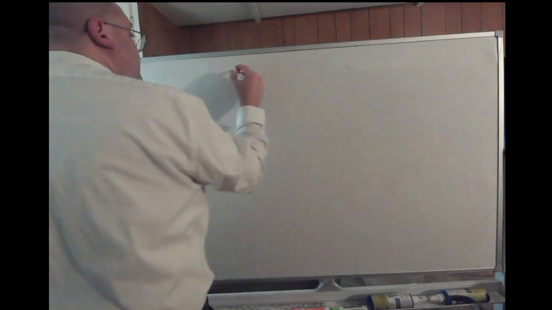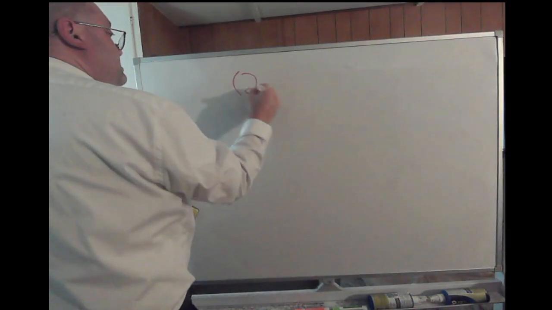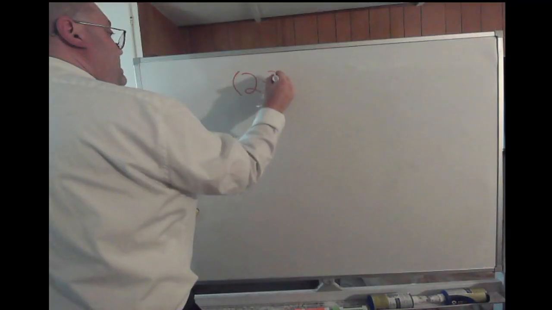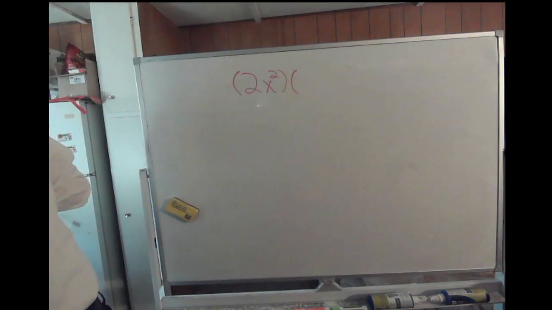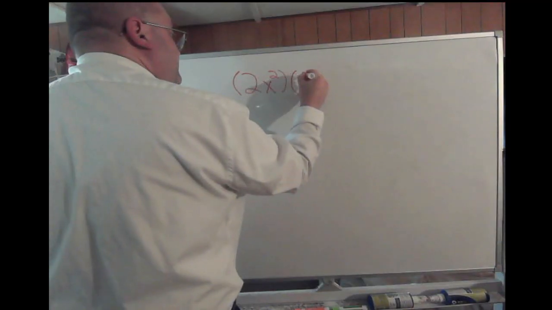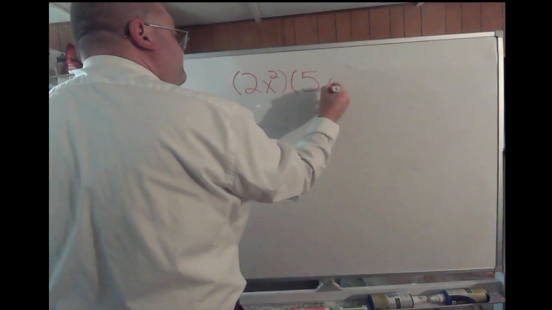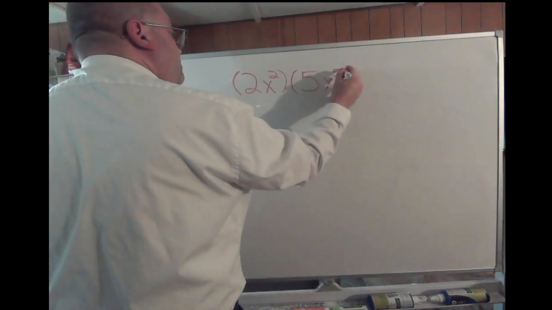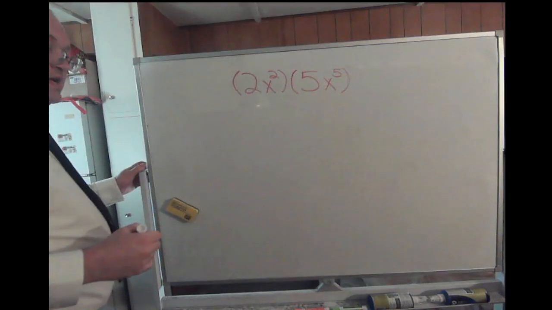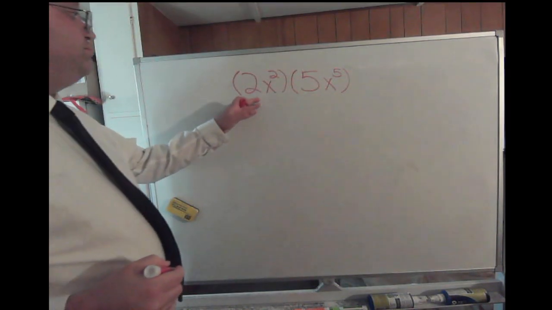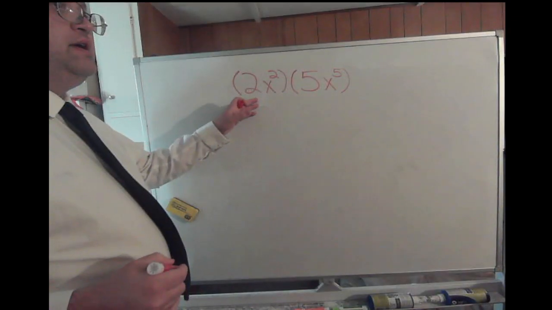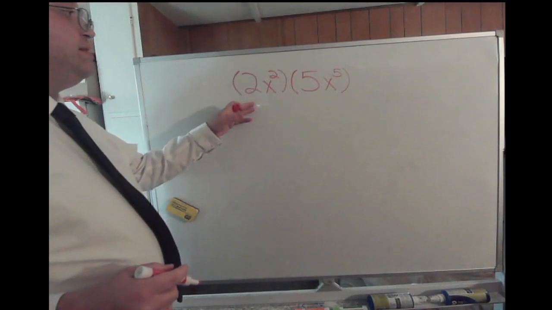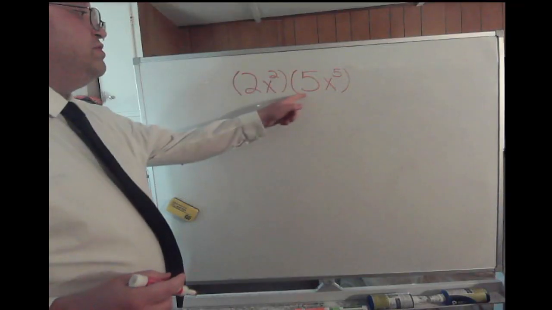Alright, now let's say we have something like this. We have 2x squared times 5x to the fifth. Well, whenever you have a coefficient that's not equal to 1, such as 2 or any other number, you still multiply your coefficients.